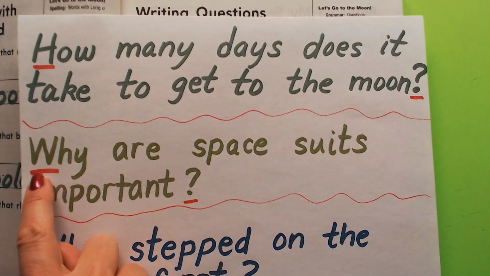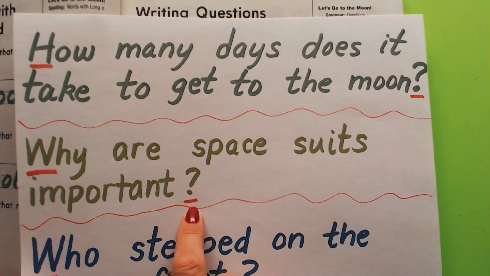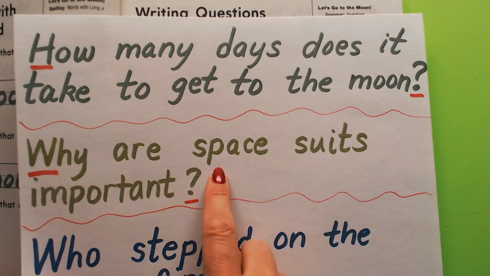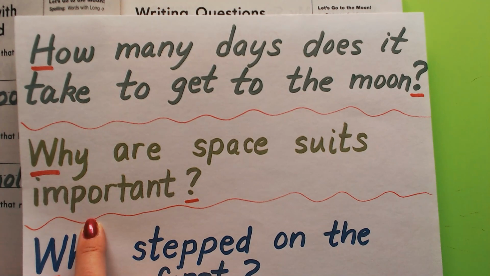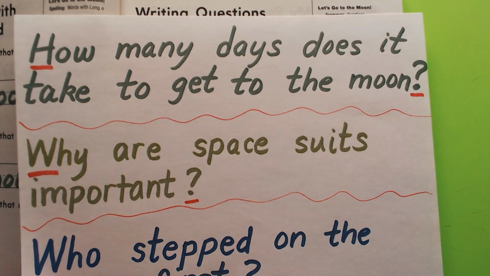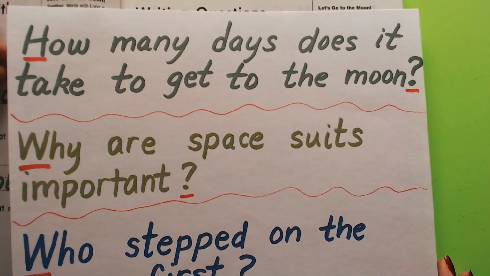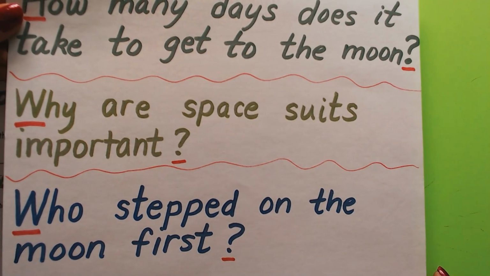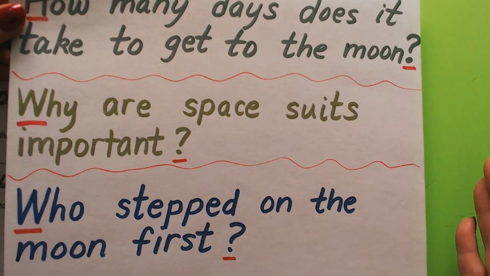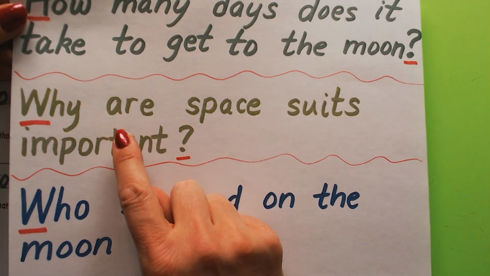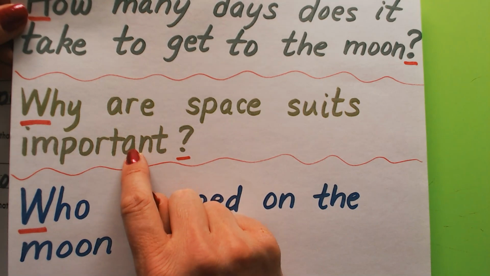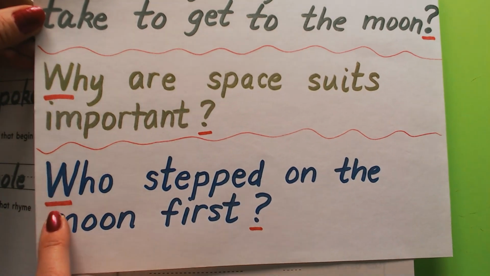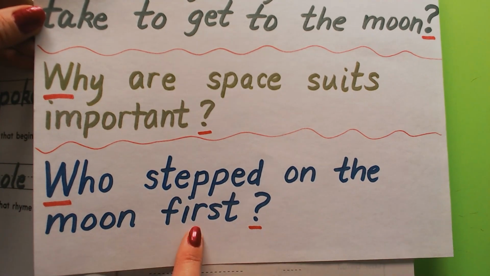Let's see if this one has a capital letter and question mark. It does. So let's ask the question, why are spacesuits important? Very important. There's no air in space. And maybe it's not perfect temperature, it might be too hot, too cold, so they have either air conditioning or heaters in them. So that's why they're important. Let's ask another question. Who stepped on the moon first?